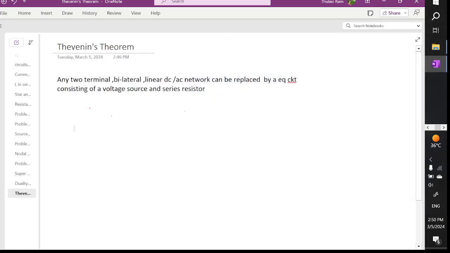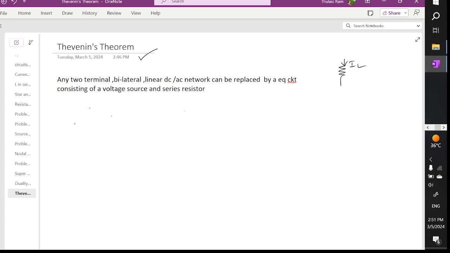Hi, good evening everyone. Today, let's learn about some resistance reduction techniques, or network reduction techniques, called Thevenin's theorem. The purpose of these theorems is to find the current across any branch. So I want to find the current across this branch.